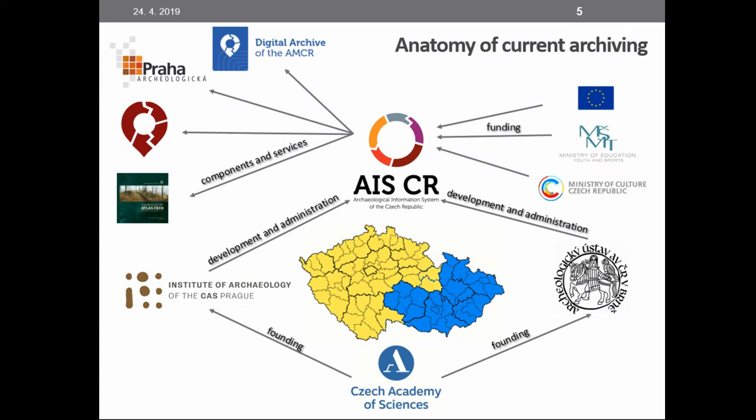So how is the archaeological information system running? It's a monster with two heads. The one is in Prague, the second one in Brno. The institutes are founded by the Czech Academy of Sciences. And the Czech Academy of Sciences is covering all the basal mandatory costs, which means the maintenance of the system, and the basal personnel costs. The development of the tools, the data acquisition and other presentation activities are paid from the project, and it has several components I want to present now or later.